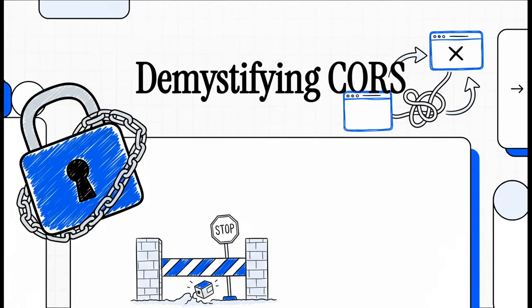Welcome to The Explainer. Today we're tackling something that's a rite of passage for every web developer. That one super common and, let's be real, incredibly frustrating hurdle, CORS. We're going to take that infamous red error message and transform it from a source of pain into a moment of clarity, because you'll actually understand one of the web's most critical security features.